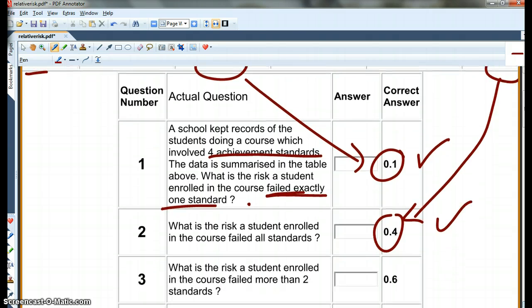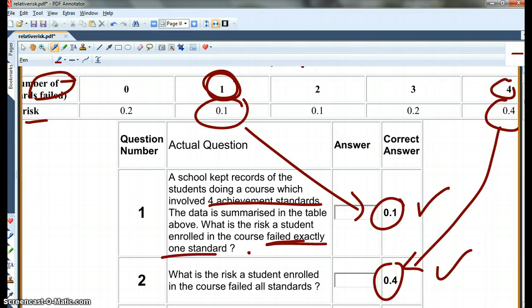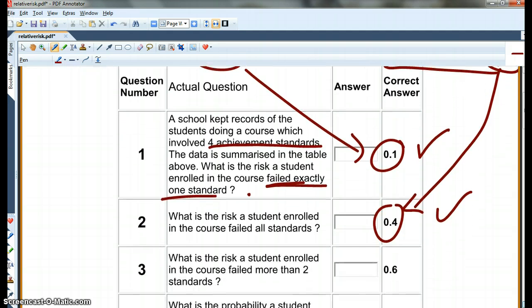So the next one. What's the risk a student enrolled in the course failed more than 2 standards? Yeah, so you can fail 3 standards or 4 standards. So it's the 0.2 plus 0.4. That's what we did yesterday, yeah. So that adds together to be 0.6, so that's fine.